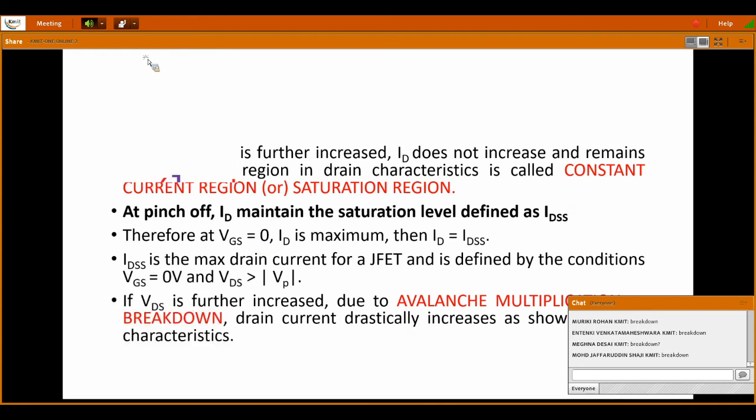Next, the fourth point. IDSS is the maximum drain current for a JFET and is defined by the conditions VGS equal to 0 and VDS greater than mod of VP. Because VP can be a negative voltage also, because VGS is negative when we give the VGS supply, that's why it is taken as modulus. And if VDS is further increased, due to avalanche multiplication or breakdown, the drain current drastically increases as shown in the drain characteristics. So this is all about our second condition.